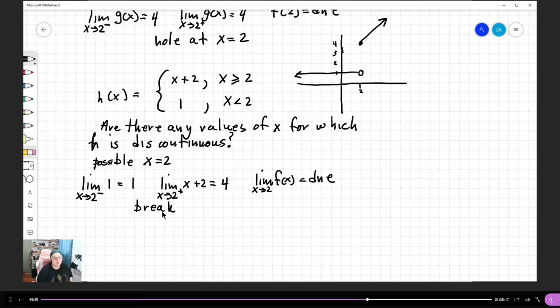All right, so the only other type of discontinuity would be a vertical asymptote. And you're really only going to get a vertical asymptote where you have a legitimate rational function where the denominator is 0. Okay.